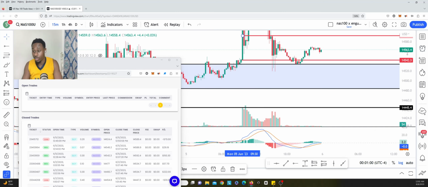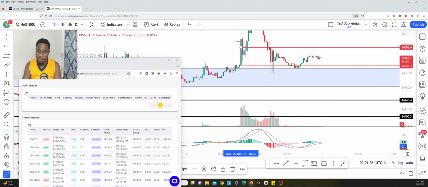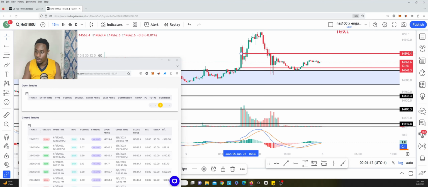So it was after we had that big move in the market. I was up 150 there and I just closed it out. Could have actually made a little bit more money, but you never know. There's always that uncertainty when it comes to the market, right? So that was the first trade.